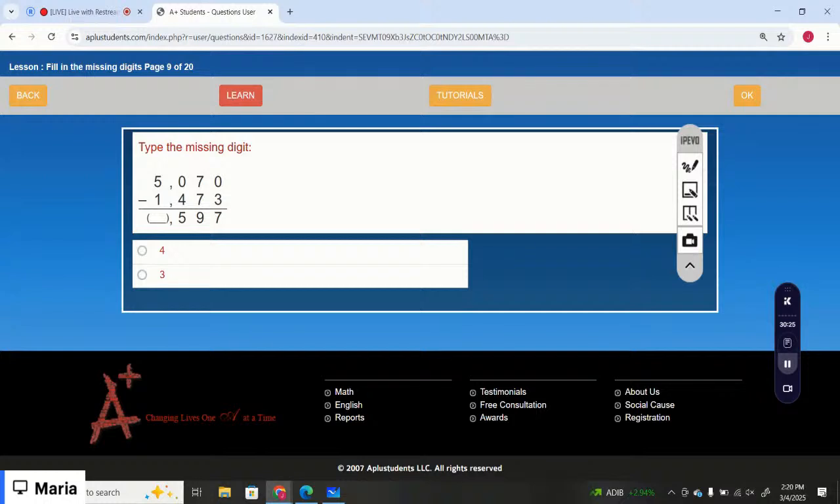Missing number is 3. It is option number 2 is the correct option. Okay, you can complete the lesson by yourself for today. Let me just move on to the next lesson.